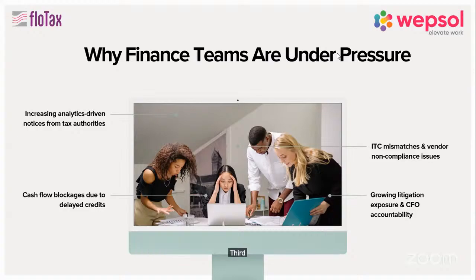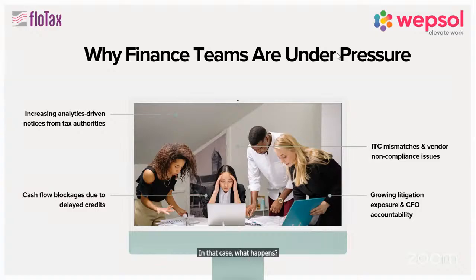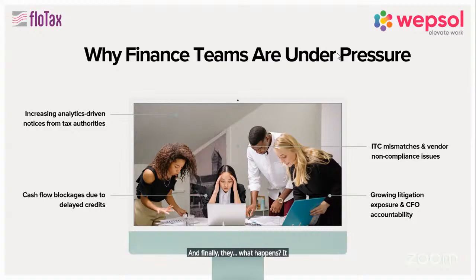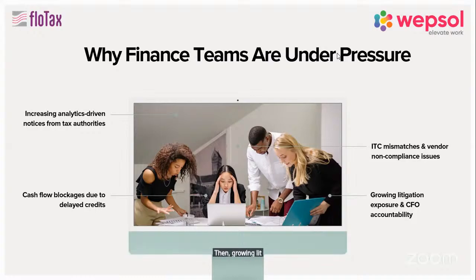The third one is ITC mismatch and vendor non-compliance. As I said just now, what happens if a vendor doesn't file his invoices properly? We will not be able to take the input credit. In that case, it is a major operational challenge. The company has paid the tax, but credit is denied if the supplier fails to report the transaction. Finally, it will have an impact on your cash movements or cash flows. Then comes growing litigation exposure and CFO accountability.